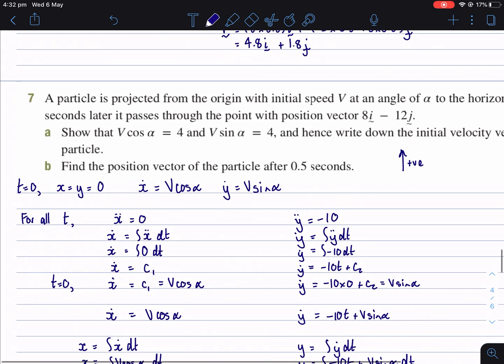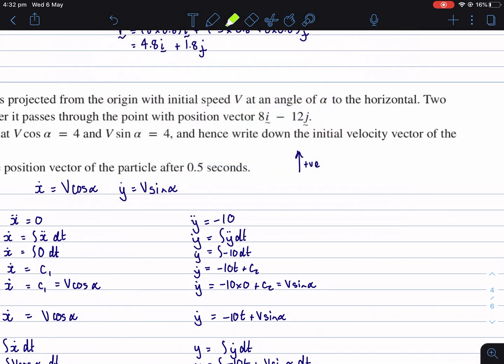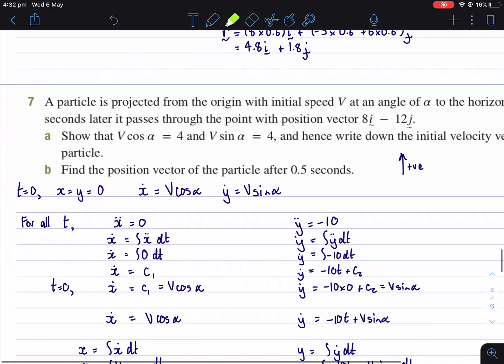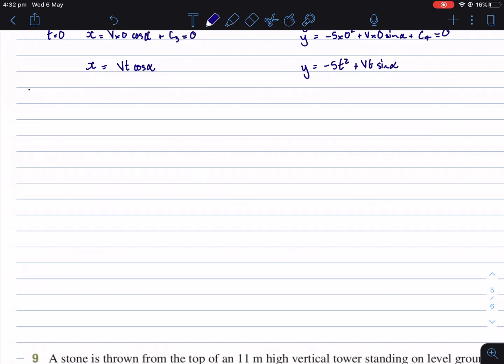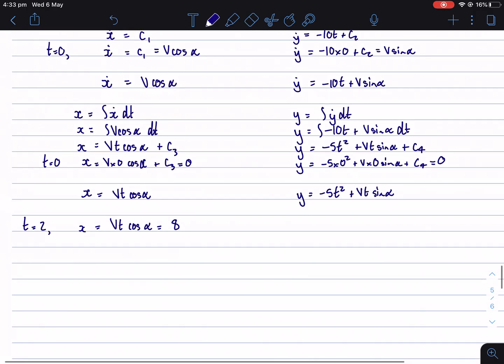And the only other information I've been given is 2 seconds later, it passes through with a position vector that, t equals 2, x, which is vt cos alpha, equals 8, because it was 8i, wasn't it? Y equals, v times 2 times cos alpha equals 8. Y is negative 5 times 2 squared plus v times 2 times sine alpha equals negative 12.